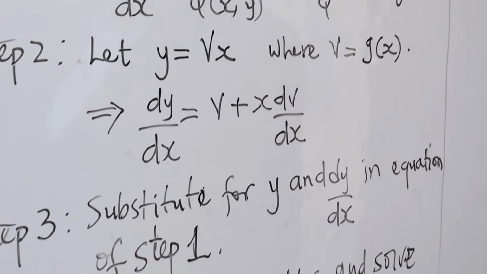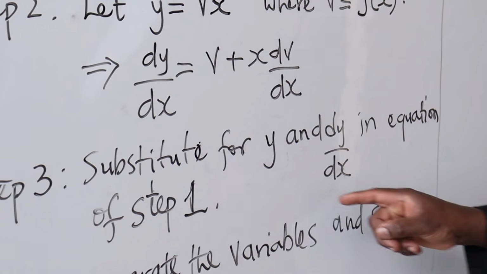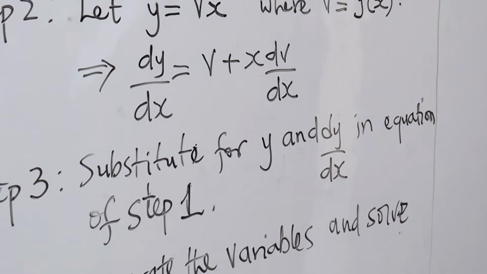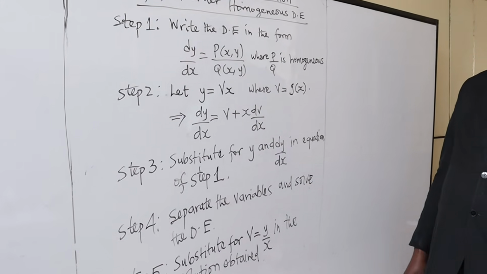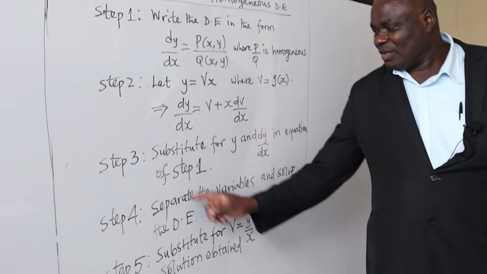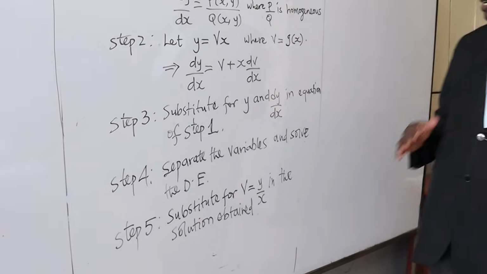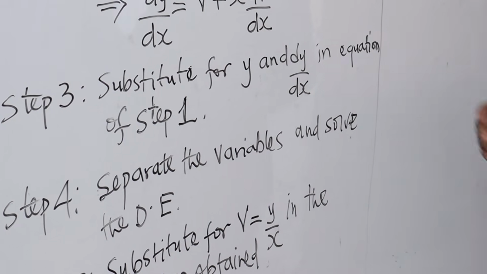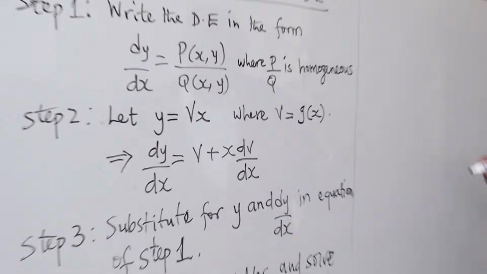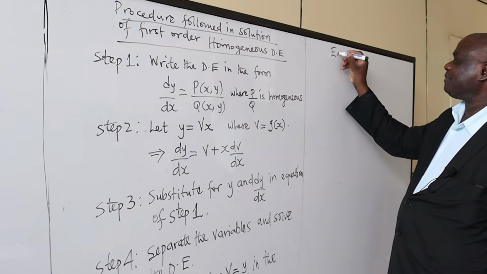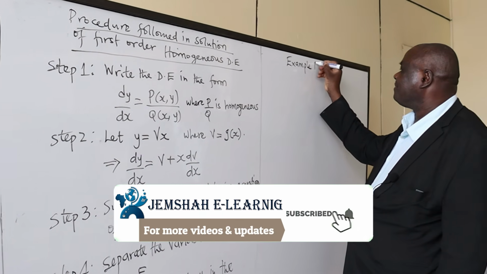Step 3, you substitute for y and dy/dx in the equation of step 1, which is this one. Now, after substituting for y and dy/dx, we will now. So let's have an example on first order homogeneous differential equation.